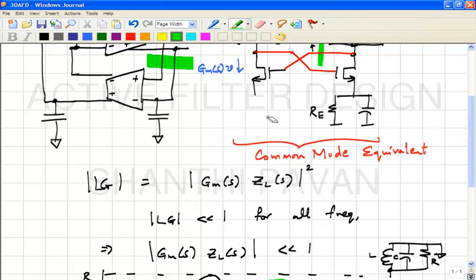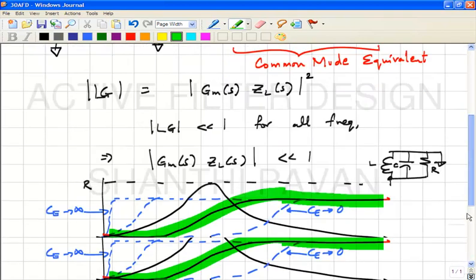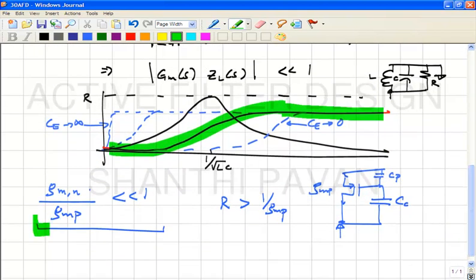So that we can thereby use a smaller value of GMP, which, as we will find out in a couple of moments, affects the noise performance of the transconductor. Is this clear? Okay.